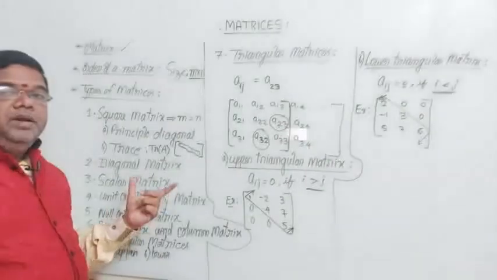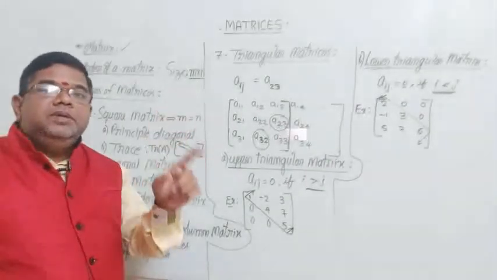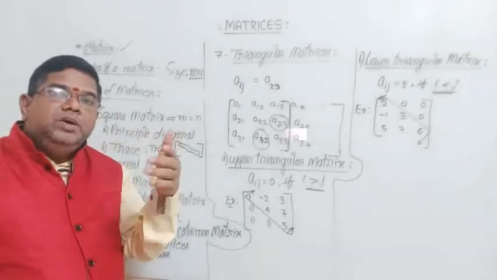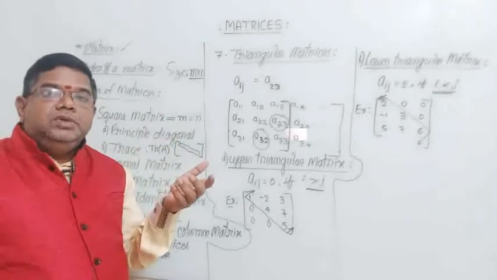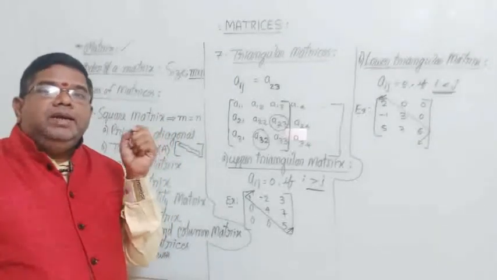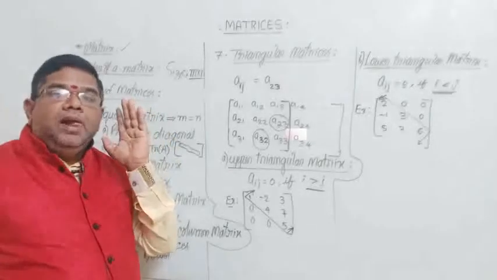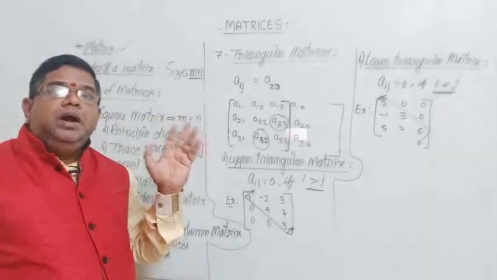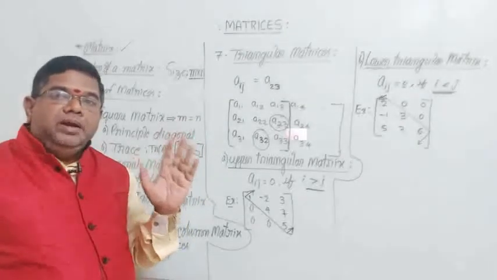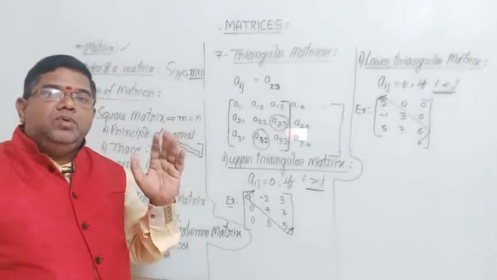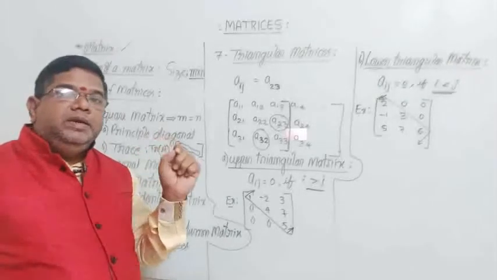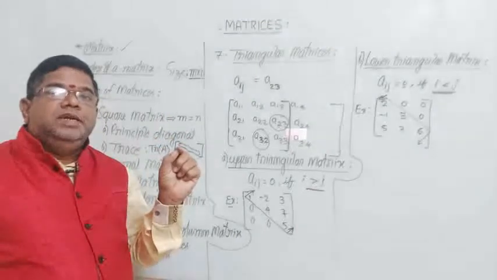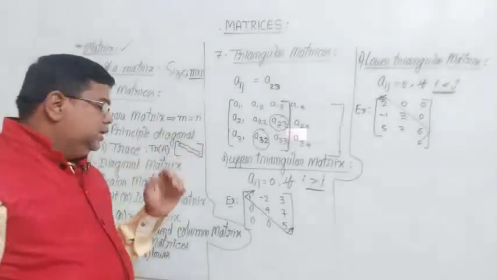Unit or identity matrix. If the principal diagonal elements are unit, meaning 1, all ones, it may be 2 by 2, 3 by 3 or 4 by 4. The unit or identity matrix is denoted by the letter I. I2, I3, I4: I2 means order 2 by 2, I3 means order 3 by 3, I4 means order 4 by 4. Identity matrix means the principal diagonal elements are only ones. That is called the unit or identity matrix.